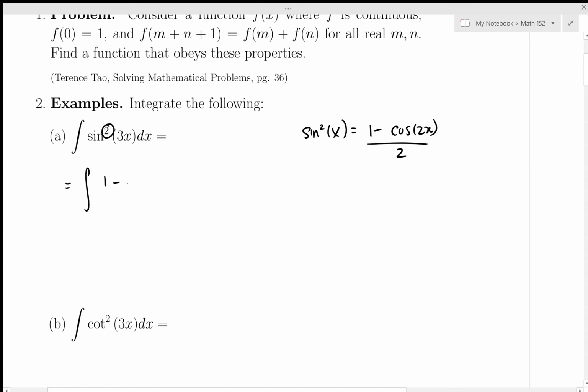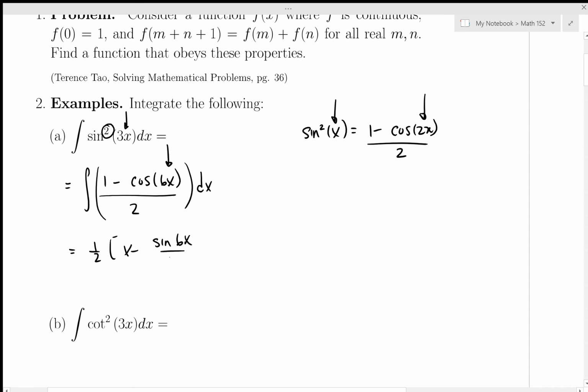it will be (1 minus cosine of 6x) divided by 2, because we have here 2x and here we have 3, so here we have 6x. And this becomes pretty trivial. That is going to be 1/2 times x minus sine 6x over 6, plus the constant. Okay, so I guess strategy 1 is trig identities.